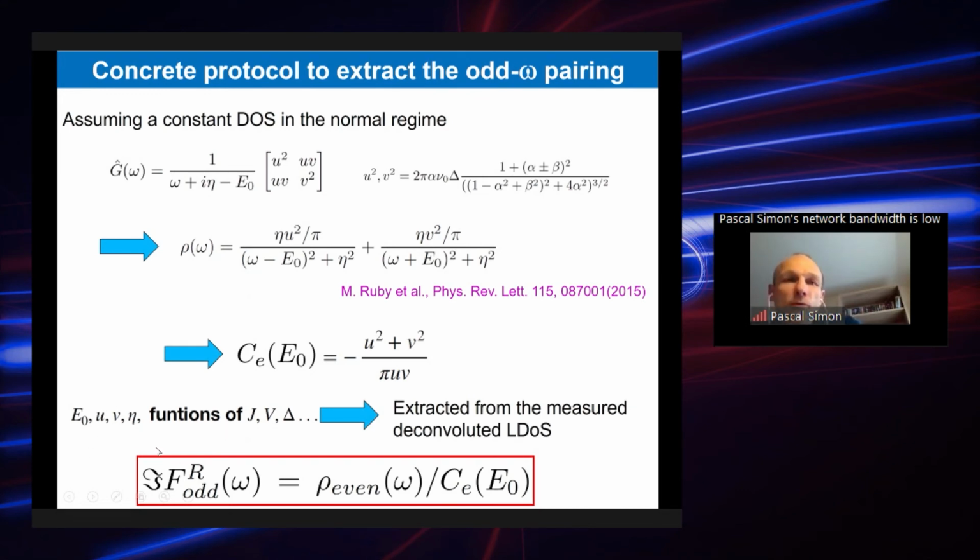These 4 can actually be very easily extracted from spectroscopy: the position of the peak, also the broadening, which is the thermal one, and U and V you can extract from the conductance, so from the height of the peaks. So all these parameters can be extracted from the deconvoluted local density of states, and once you have access to the density of states, you can extract directly the imaginary part of the odd frequency pairing function. So this is what we did with real data.